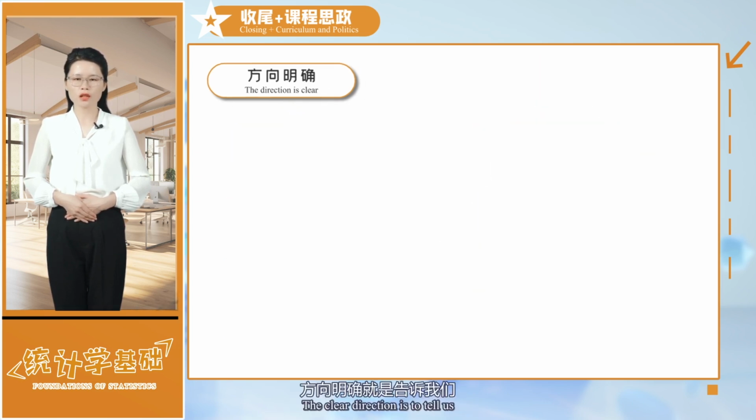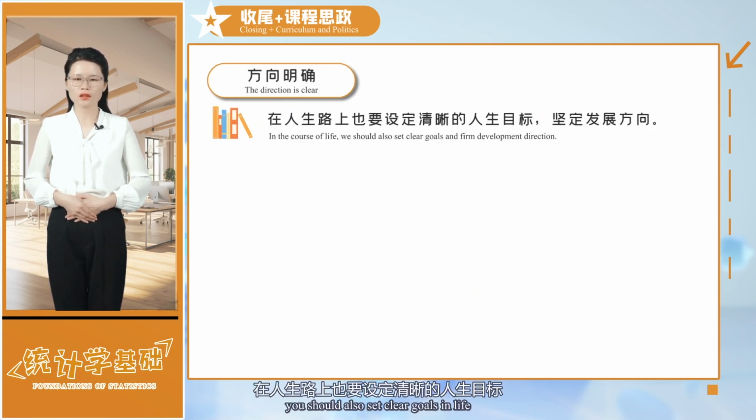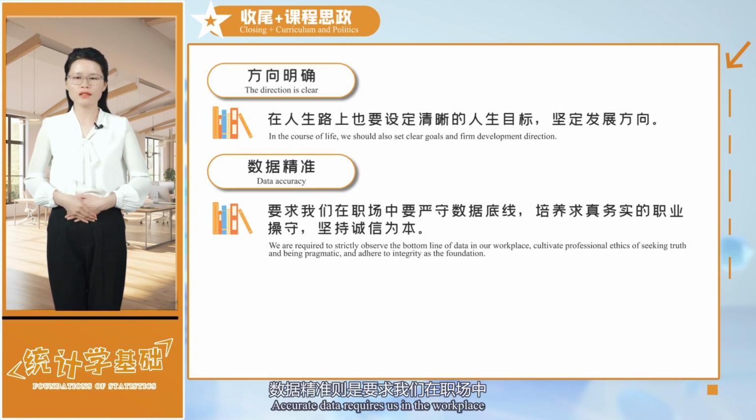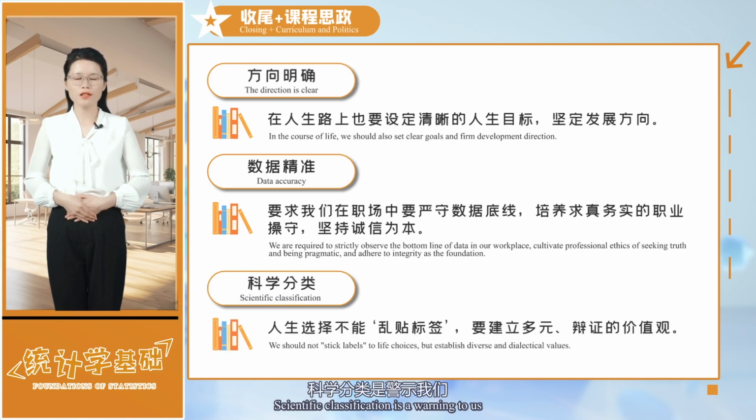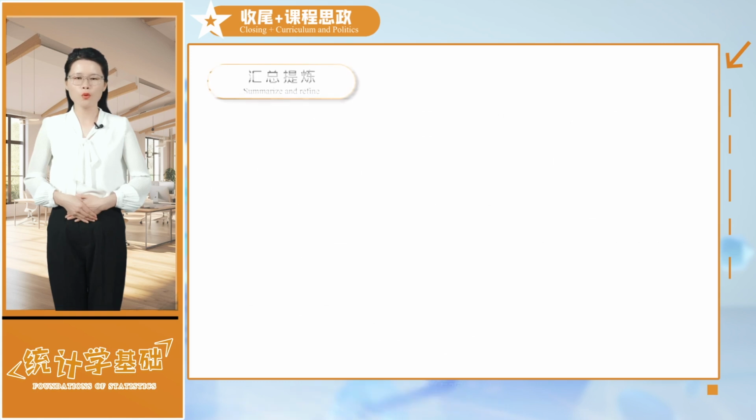The clear direction is to tell us you should also set clear goals in life. Stay committed to the development direction. Accurate data requires us in the workplace to strictly adhere to the data bottom line and cultivate a work ethic of seeking truth and being pragmatic. Adhere to integrity. Scientific classification is a warning to us. Life choices cannot be labeled indiscriminately. It is necessary to establish pluralistic and dialectical values.